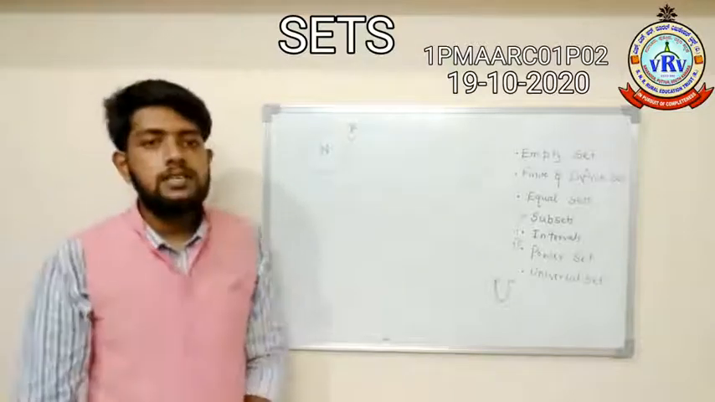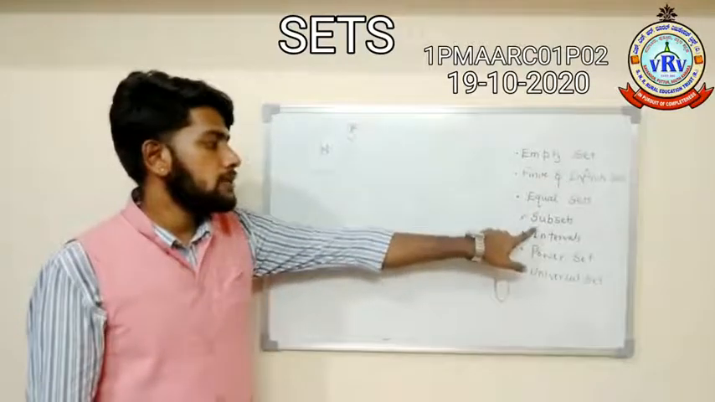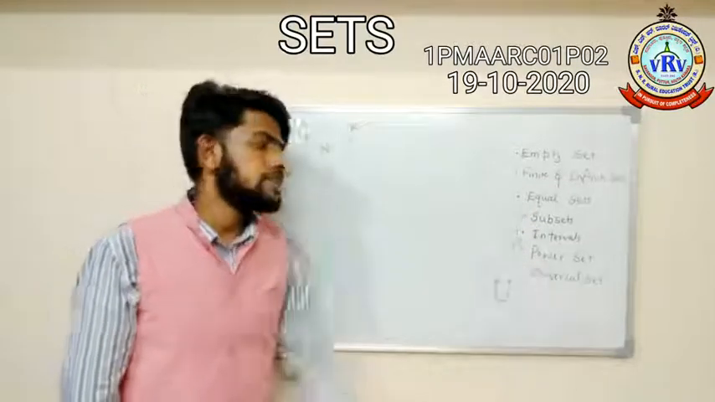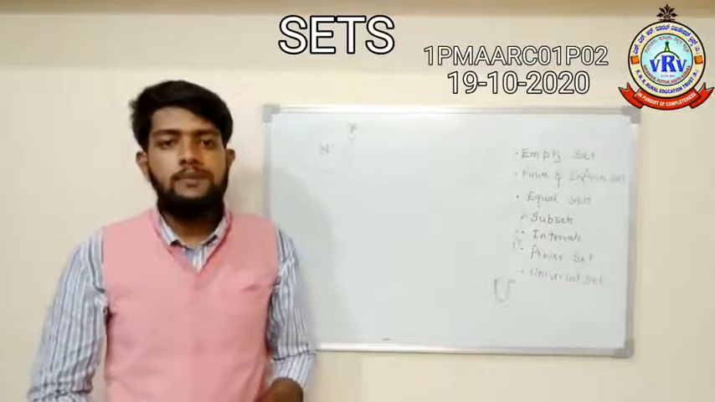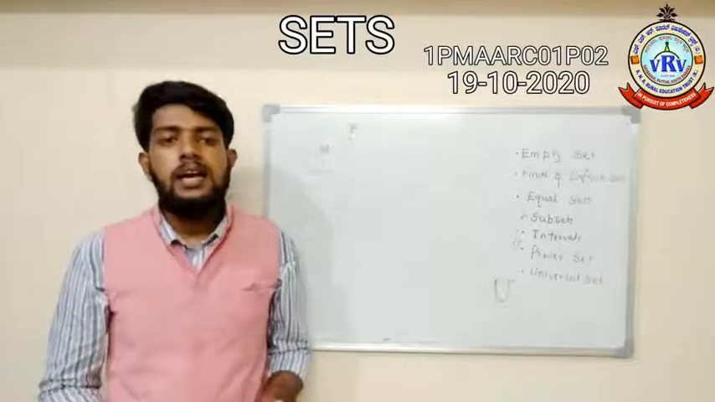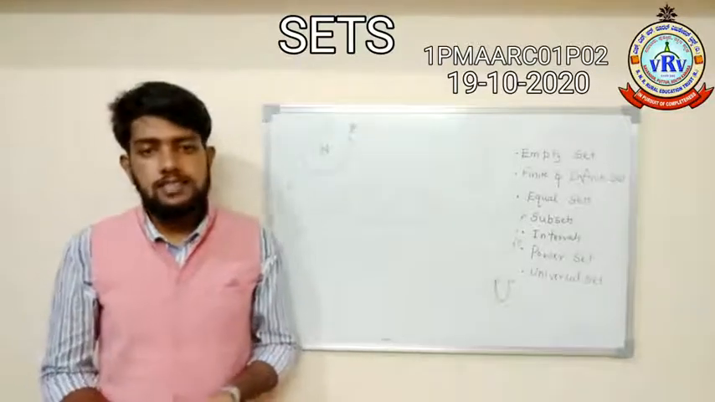So in this class we studied the empty set, finite and infinite sets, equal sets, subsets, intervals, power set, and universal set. In the next class we will study the Venn diagram and some problems depending on the number of elements in these sets.